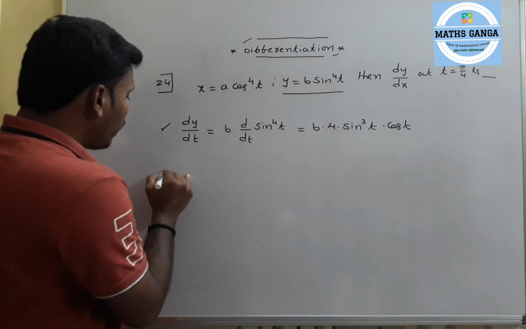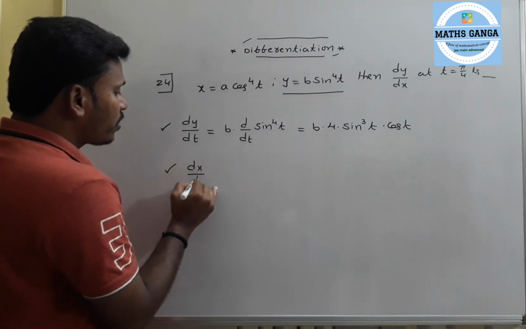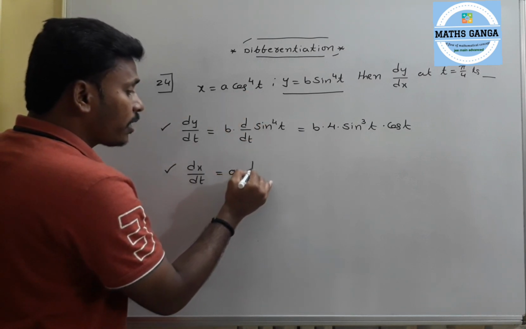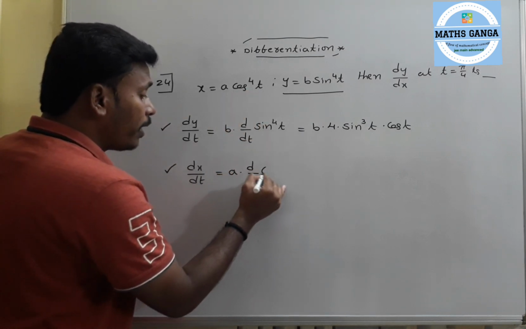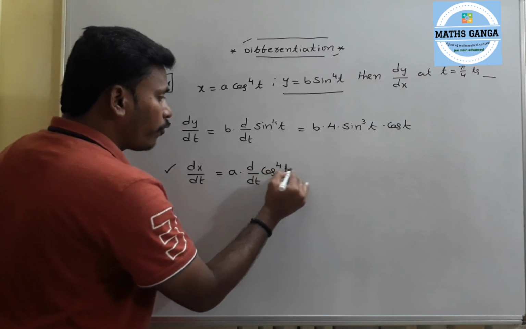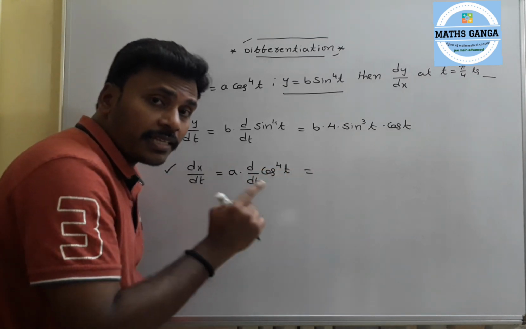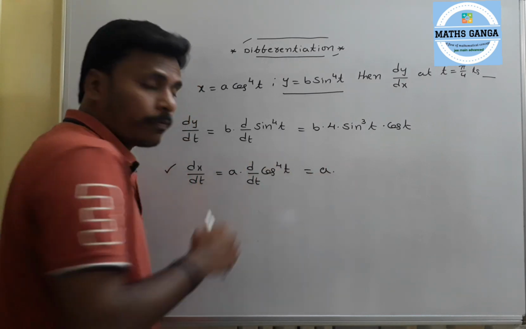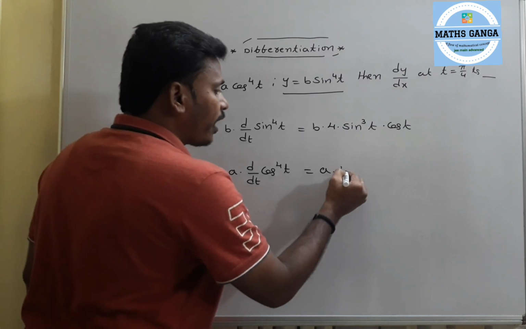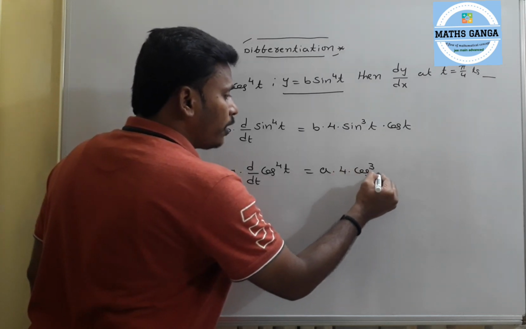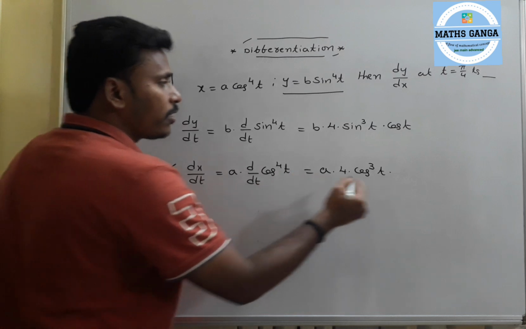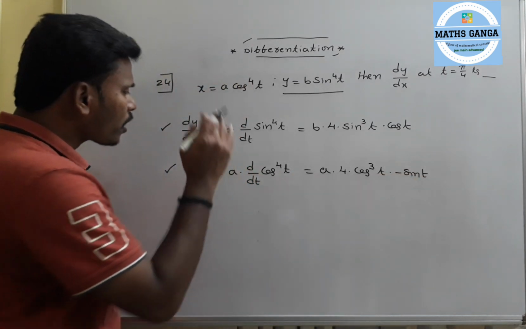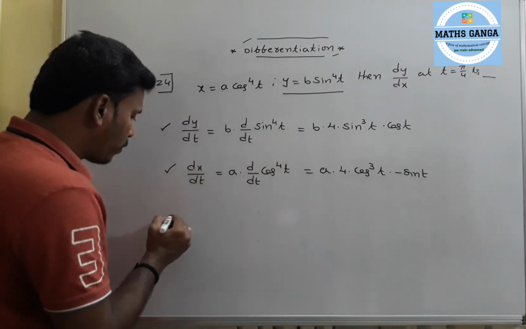Now think about dx by dt. What is dx by dt? dx by dt, a cos^4 t. A is a constant, collect separately. A into d by dt of cos^4 t. Since a is a constant, collect separately. What is the derivative of cos^4 t? Again power 4, we can write it like 4 into cos cube t into, for this cos t, the derivative is minus sin t, right? So that is dy by dt, this is dx by dt.